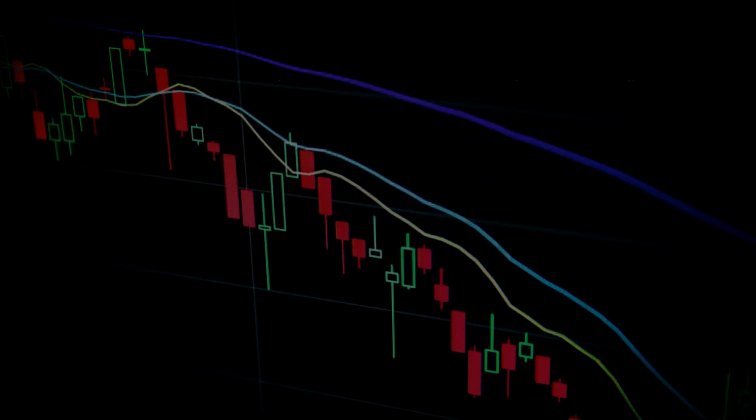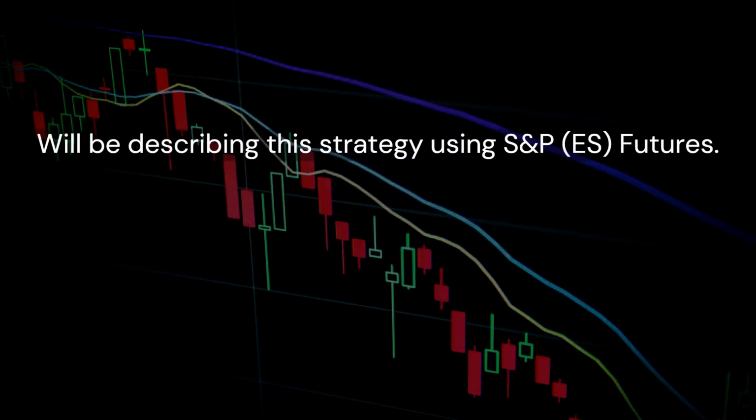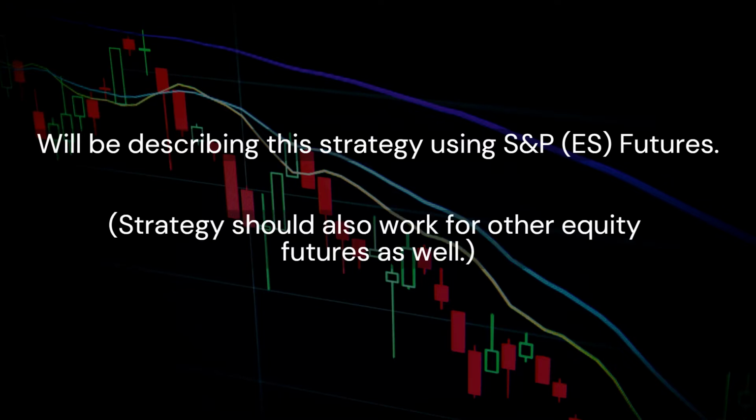Also, I'll be describing this strategy using S&P futures, since that's the trading instrument I use to test it. This strategy can also apply to other equity futures, but just wanted to clarify that I've only tested it on S&P futures.